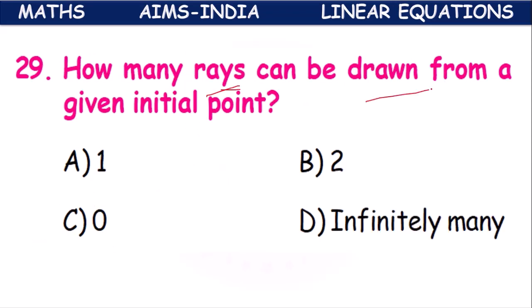How many rays can be drawn from a given initial point? From one point, we can draw an infinite number of rays. We can draw infinite number of rays from one point. So infinitely many.